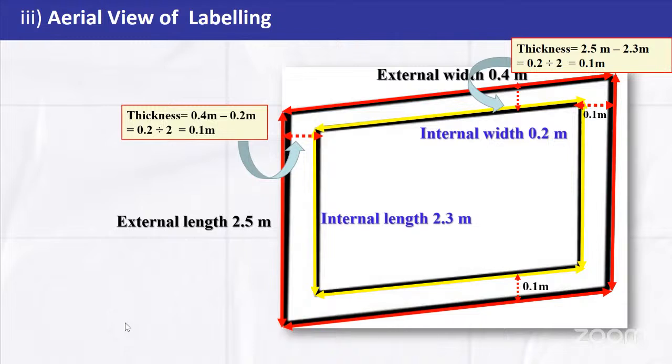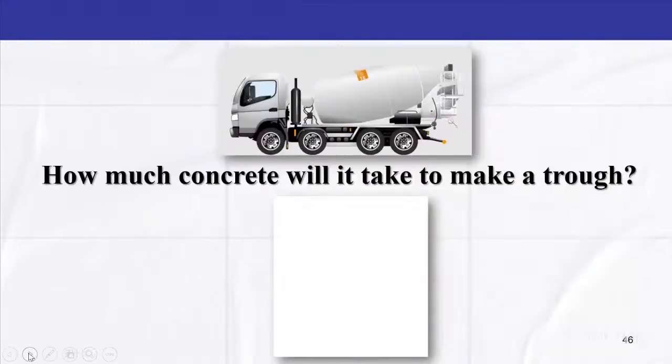So therefore, continuing, we're asked, how much concrete will it take to make the trough? How much concrete will it take to make the trough? What are you thinking? Because we looked at the concepts of internal measure, external measure. We know that there's a thickness. So the concrete, that thickness, is what is going to help the trough to be sturdy. So we know the internal measure, we know the external measure, and let us say we were creating a mold to make this trough.